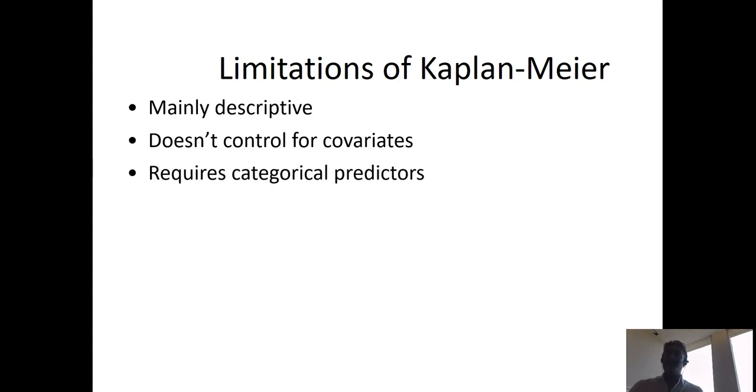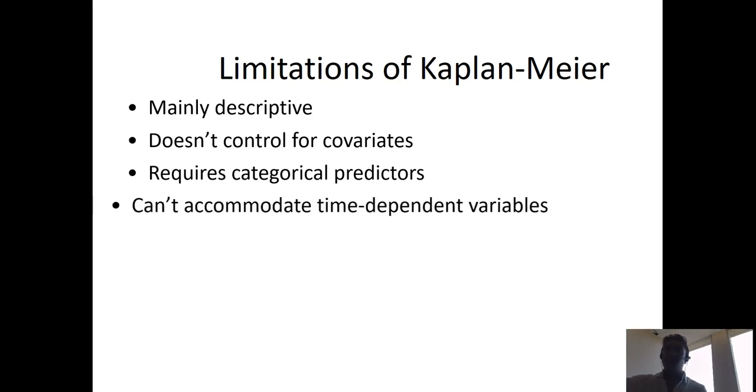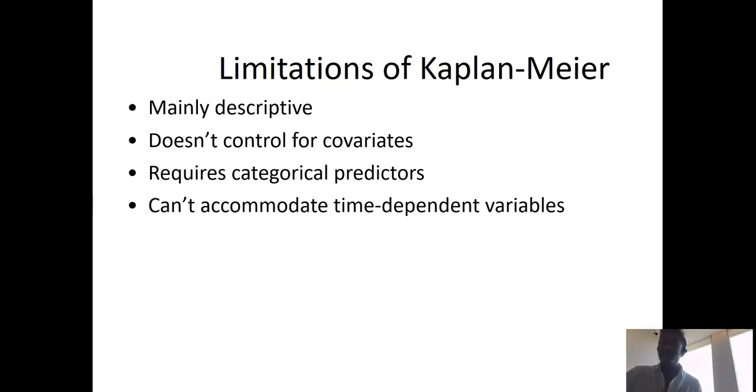It requires categorical predictors. What does that mean? It means I can either look at dead or alive, pregnant or not pregnant, on the drug, not on the drug, disease state, not disease state. My outcome can't be CD4 count or viral load or anything involving a continuous variable. I cannot account for time-dependent variables, meaning if some things are changing over time in my population, I can't really model that using this very simple method.